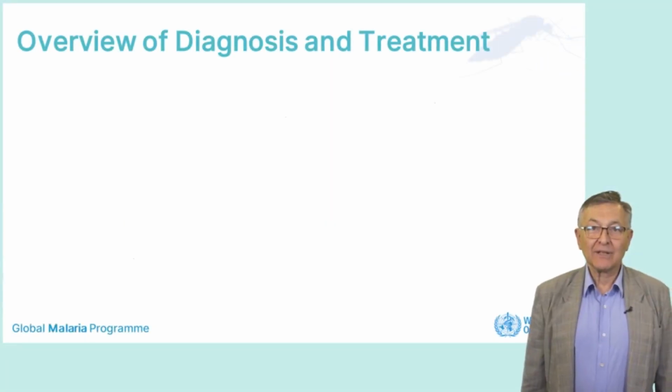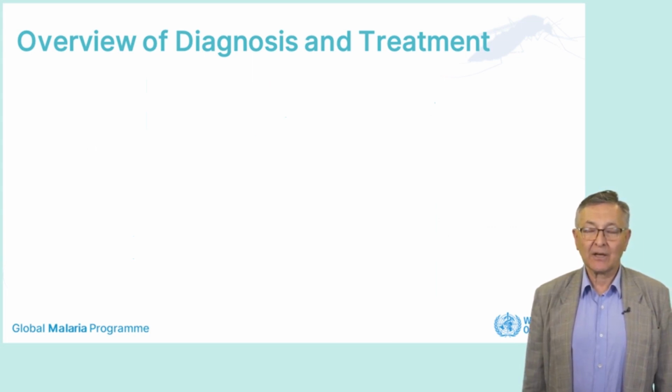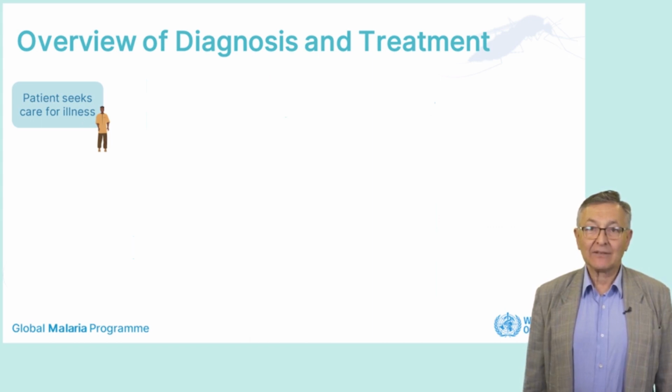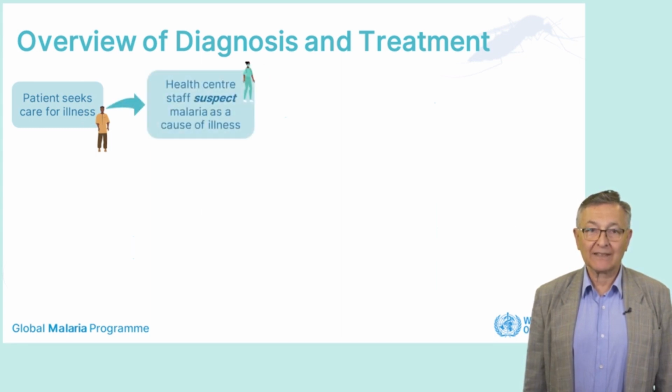Let's quickly review the steps that need to happen for a patient to be appropriately diagnosed and treated. We will then focus on the specific steps of the process. When a person who is ill has access to the health system, whether at a health center, with a community health worker, or through active case detection, it is critical to recognize that the patient could be infected with malaria. At this point, the patient becomes a suspected malaria case.